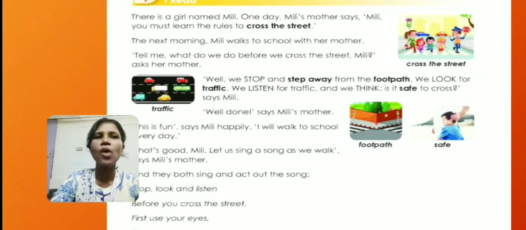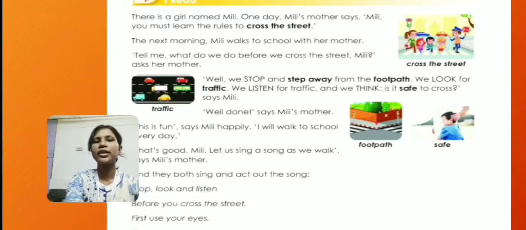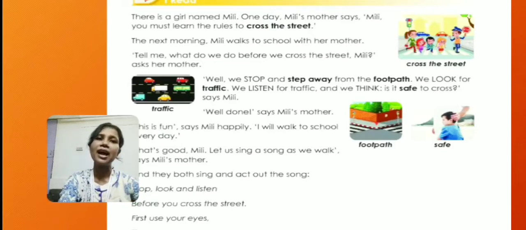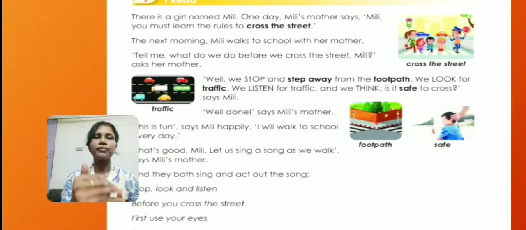Next morning, Mili walks to the school with her mother. So next morning, as usual, like you also do with your father and mother, you come to school. So Mili also went with her mother to school. "Tell me, what do we do before we cross the street?" Mili asked her mother. So while crossing the street, Mili asked her mother what to do. Then mother replied, "Well, we stop and step away from the footpath."